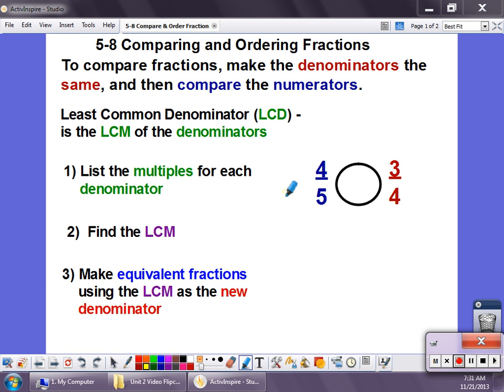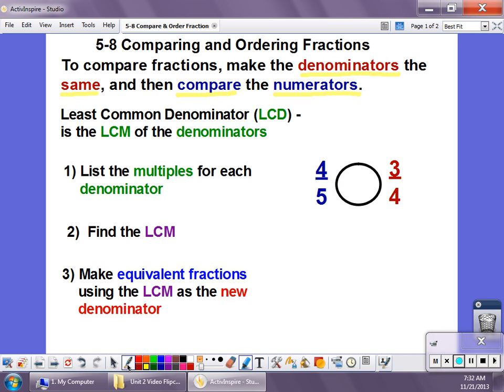When you compare and order fractions, you want to make sure that your denominators are the same. If the denominators are the same, it means that each of these wholes is broken into the same number of pieces. And once you've done that, all you need to do is compare your numerators. If both wholes have the same number of pieces, then the numerators tell you how many of those pieces are actually shaded in. And the one that has more pieces shaded in is going to be your bigger fraction.